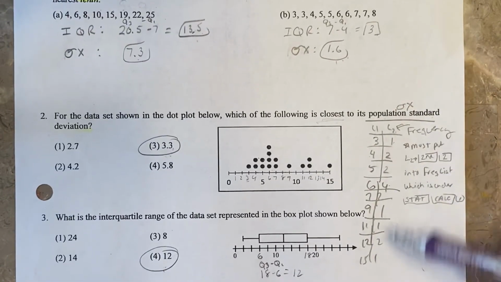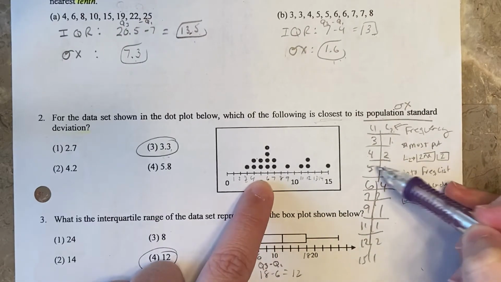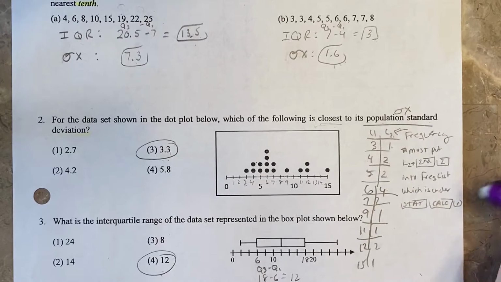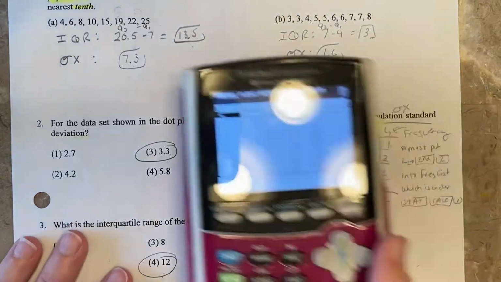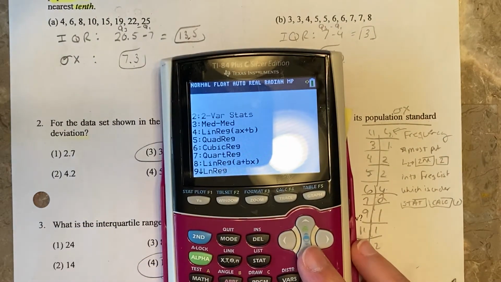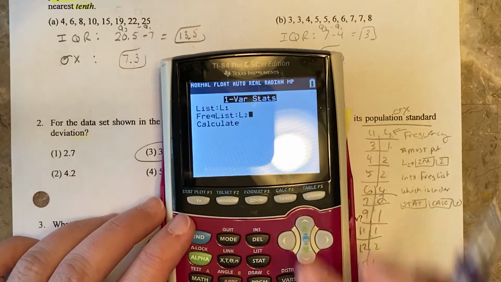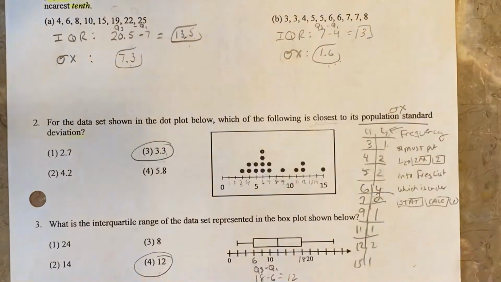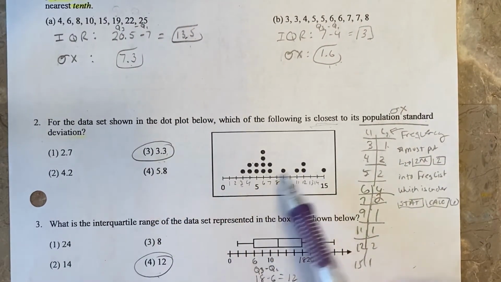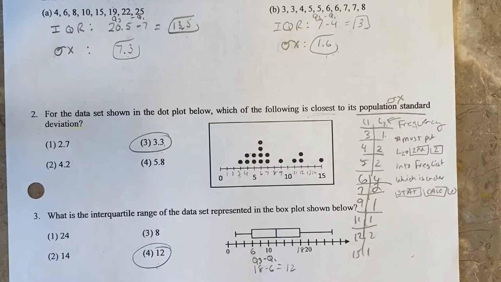You can also do it this way, where number 3 has 1 dot, number 4 has 2 dots, 5 has 2. So you're doing a frequency list, but just make sure that when you go into stat calc 1, you have L2 there as the frequency list. That's the only way it'll work for the standard deviation. It doesn't work for the variance, by the way. After you calculate all that, you should get 3.3. By the way, I don't think anything on this homework had variance.